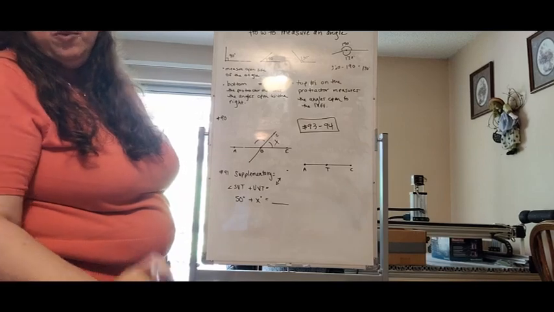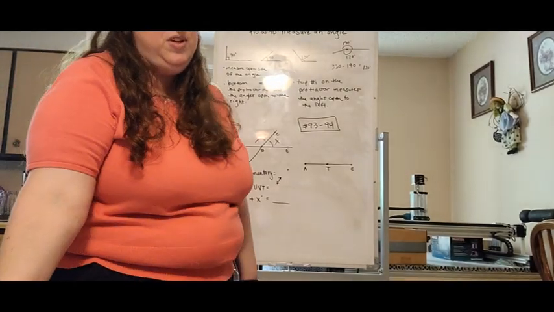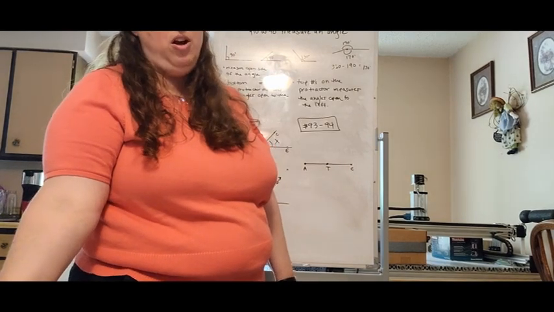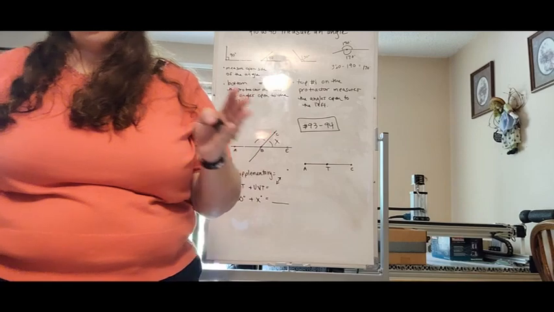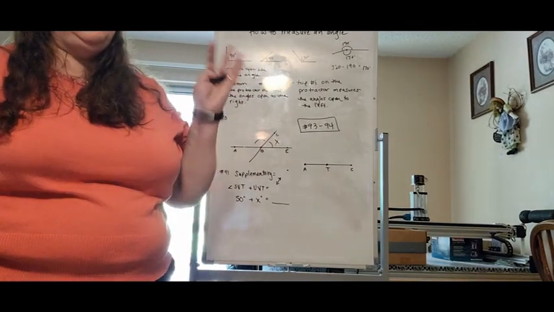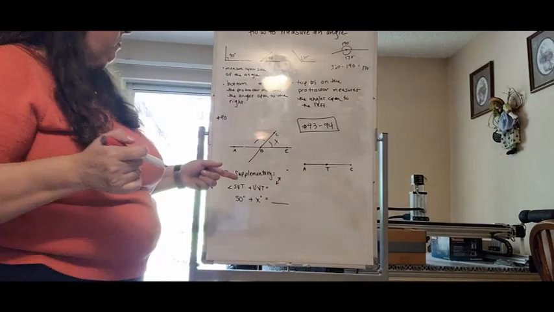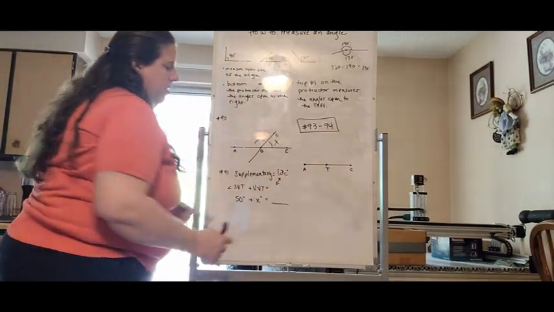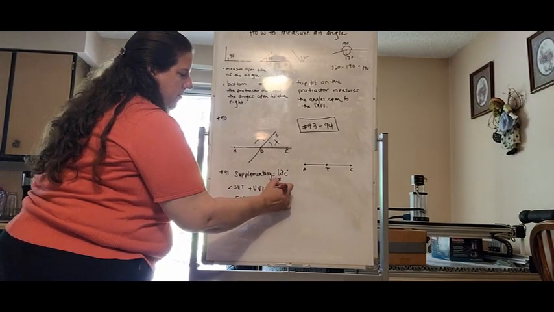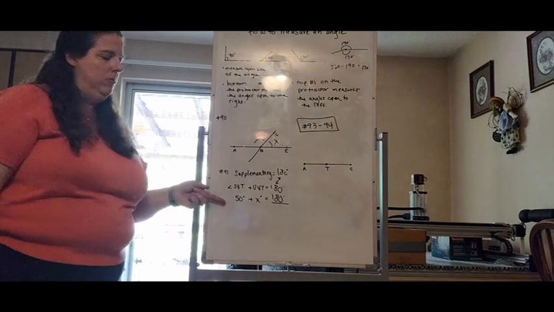All right, let's do number 91. Okay, SVT and UVT are adjacent supplementary angles. So adjacent means that they share a side. Supplementary means that they equal 180. All right, so we know that it's 180.